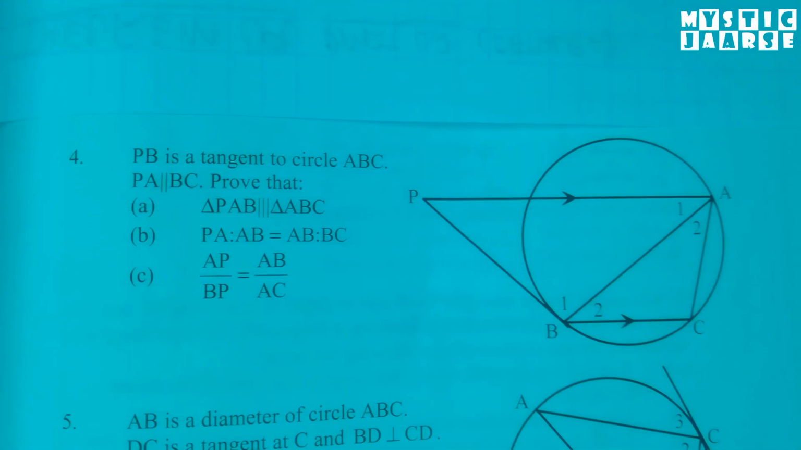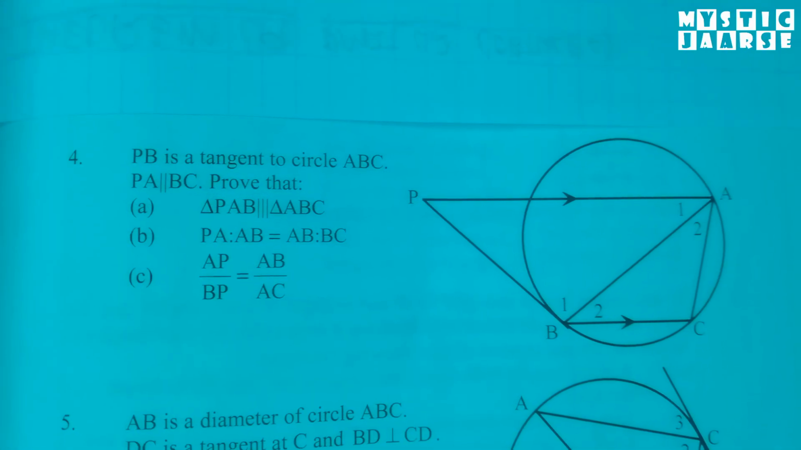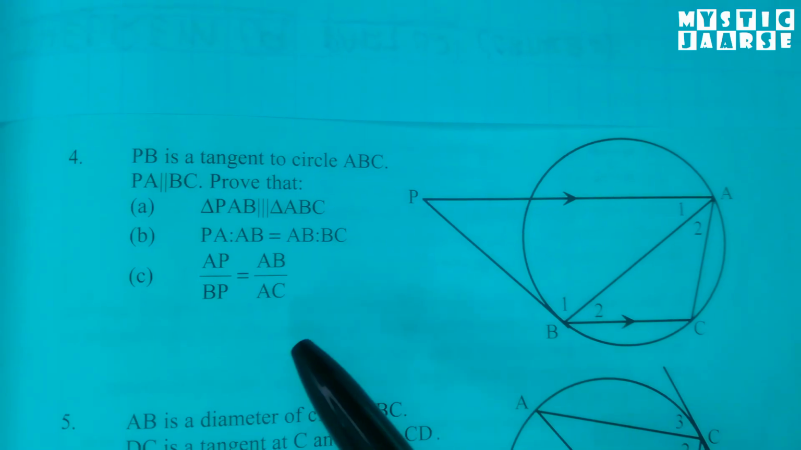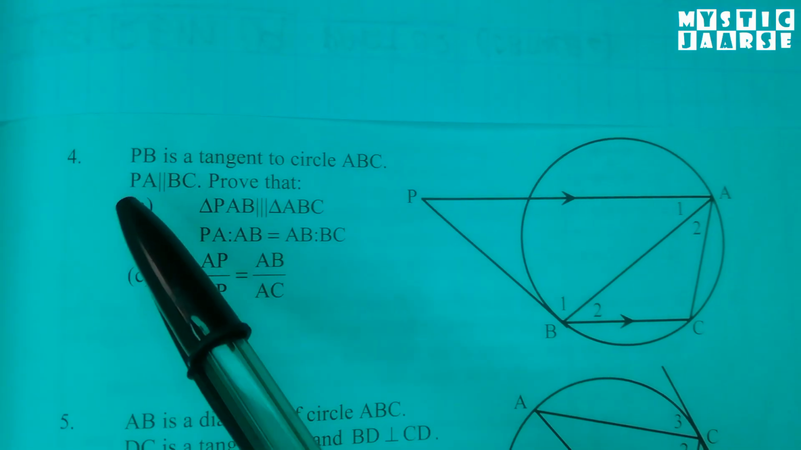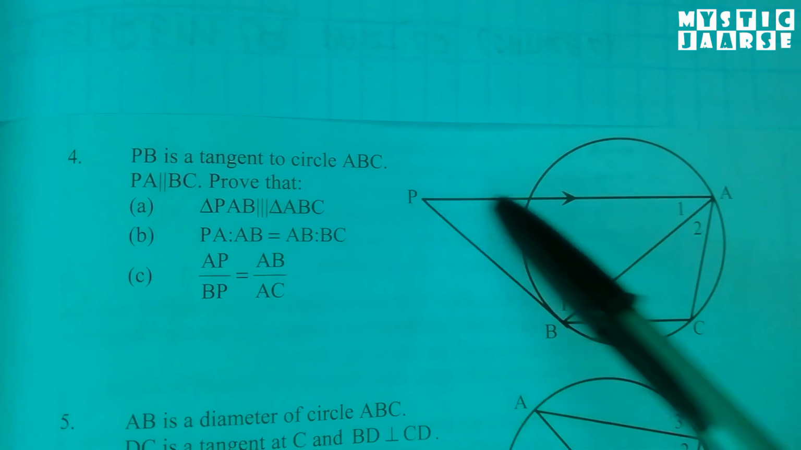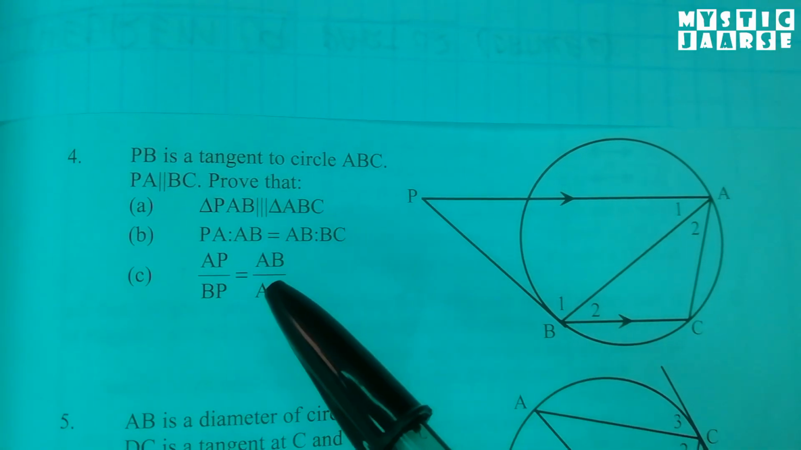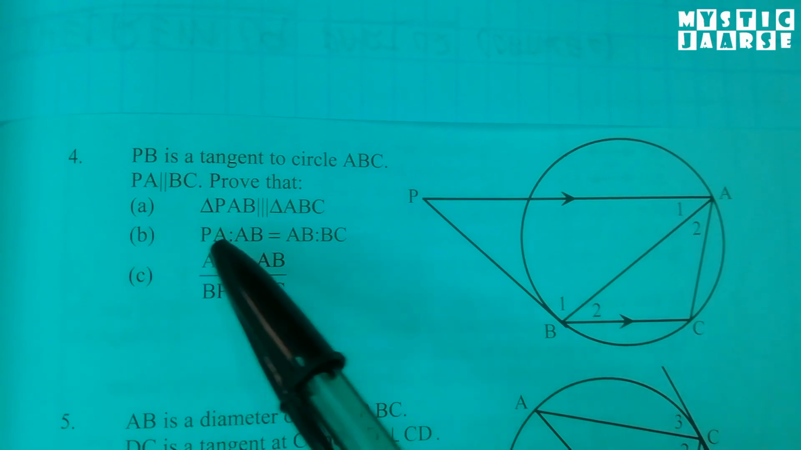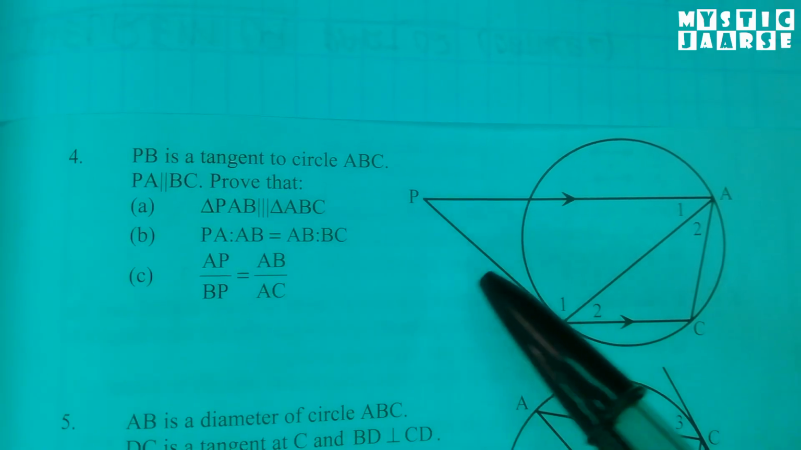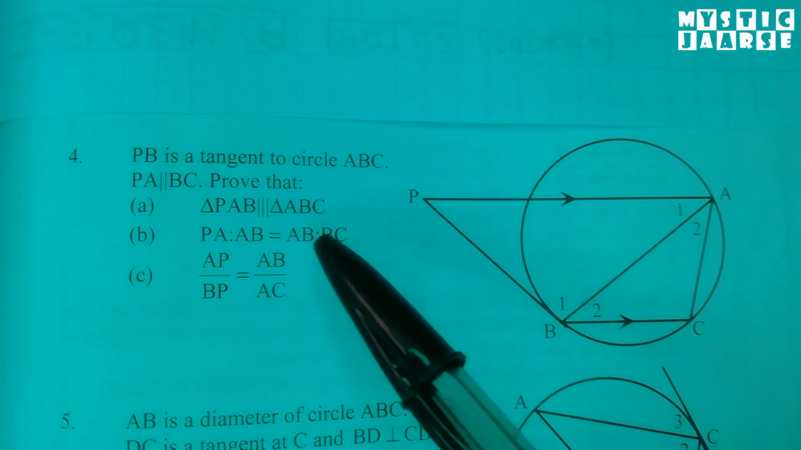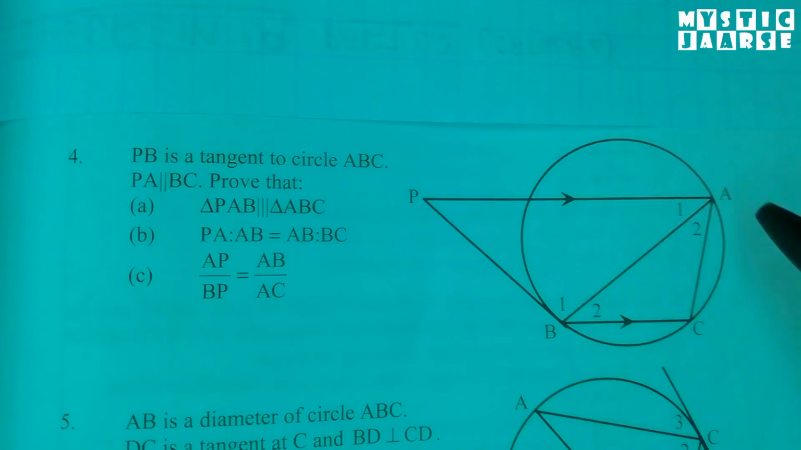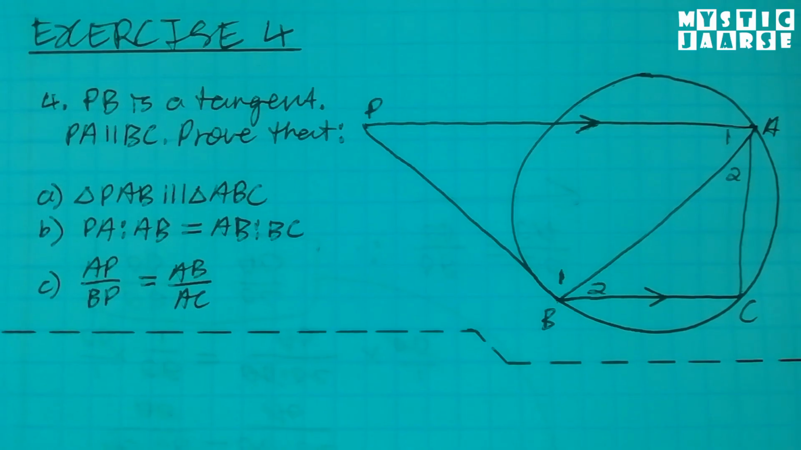In this lesson, we are given PB is a tangent to circle ABC. Line PA is parallel to BC. Prove that triangle PAB is similar to triangle ABC. It is always like this.